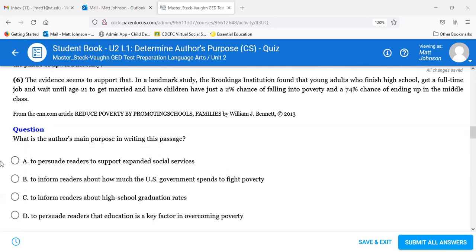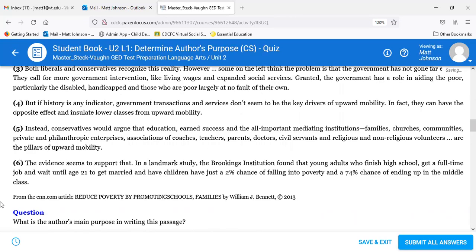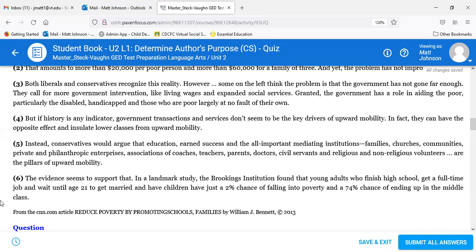What is the author's main purpose in writing this passage? A, to persuade readers to support expanded social services. B, to inform readers about how much the US government spends to fight poverty. C, to inform readers about high school graduation rates. And D, to persuade readers that education is a key factor in overcoming poverty. Is it B? It's D. Yeah, D, persuading readers that education is a key factor, which is what he ends with right there in paragraph 6.